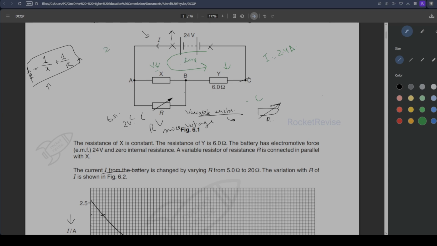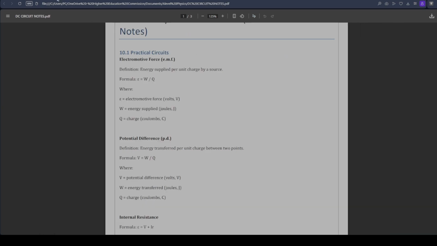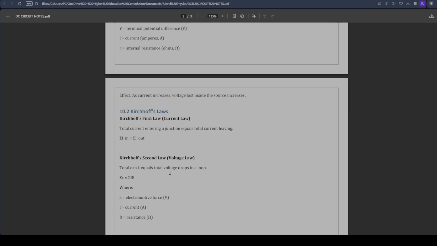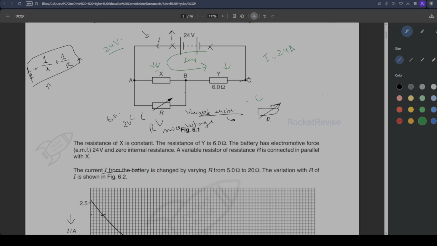Our EMF is 24 volts, and Kirchhoff's second law says total EMF is equal to total voltage drops in the loop. Our total EMF is 24 volts, and our total voltage drop is the voltage drop across X plus the voltage drop across Y. So the voltage across X plus the voltage across Y is equal to 24. The sum of these voltage drops, Vx and Vy.